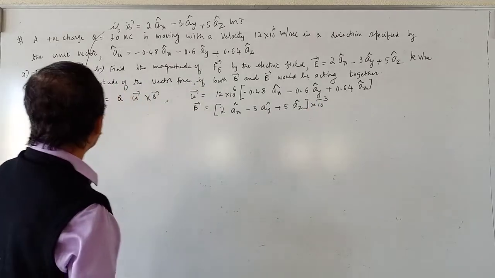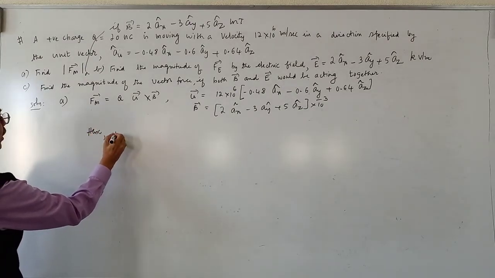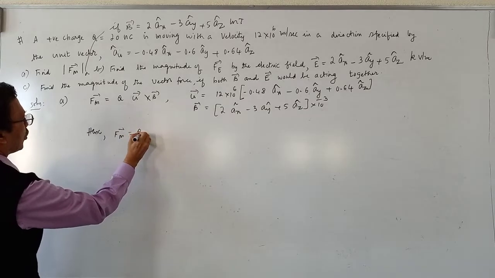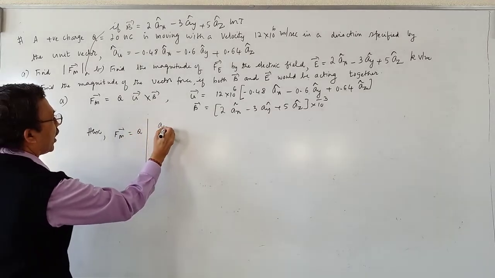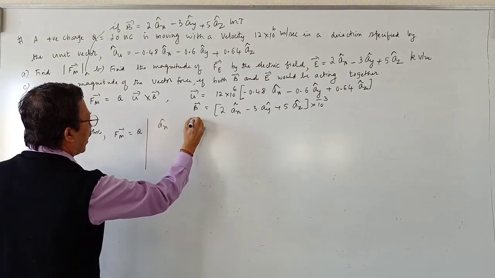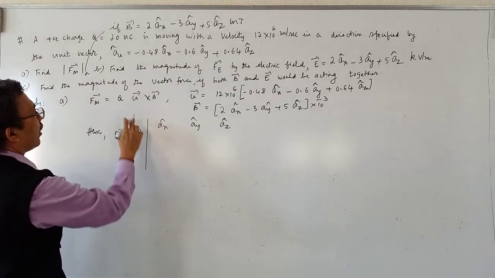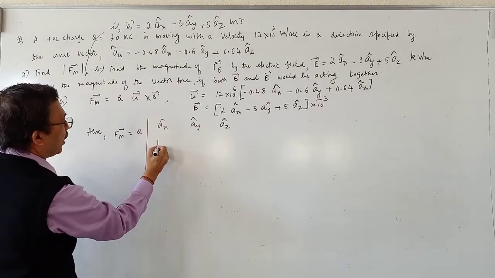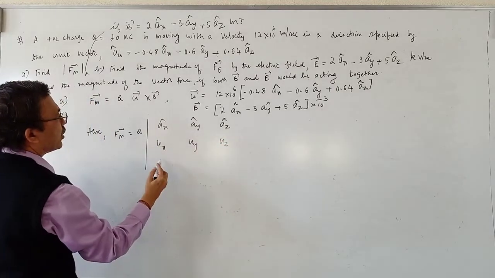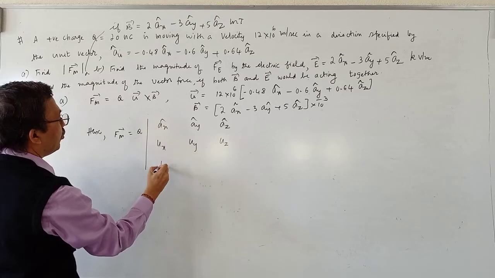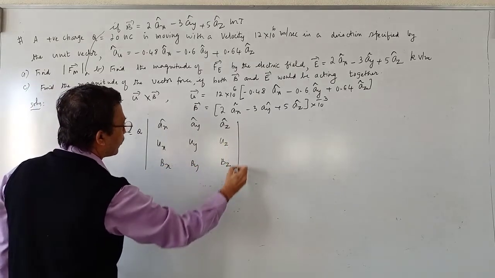Into 10 to the power minus 3. So now I will do this. Hence, vector Fm is equal to Q times q times ax cap, ay cap, az cap. Correct? I will write this as ux, uy, uz. Correct? And here I will write bx, by, bz.